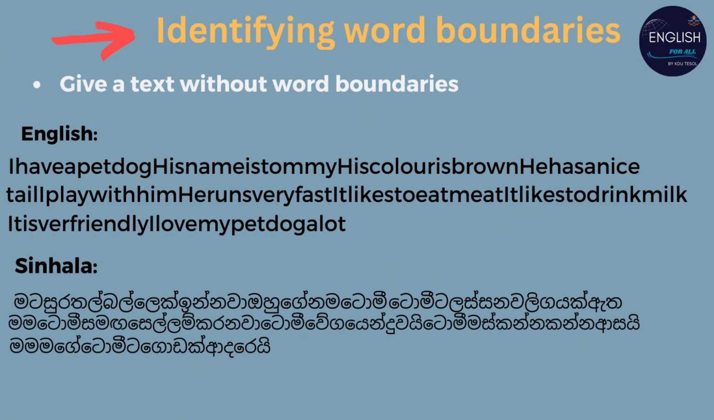The next activity is identifying word boundaries. As shown in this example, we can give a text without spaces between words. It's better to give it in their first language. Then ask learners to identify the words and mark boundaries.